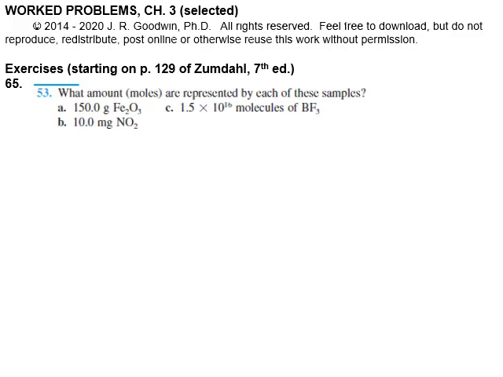All right, so here we go with number 1. What amount of moles are represented by each sample? The first two, they give you the grams, or they give you the ability to convert. And B, they give you milligrams, but that's not a problem. And in C, they give you the number of molecules of BF3. So let's start with C.